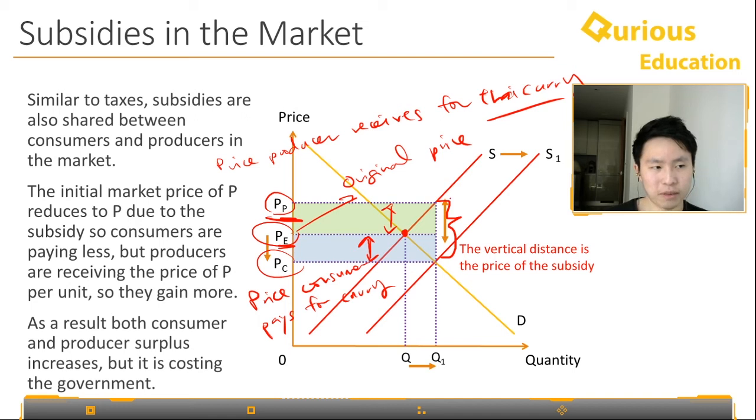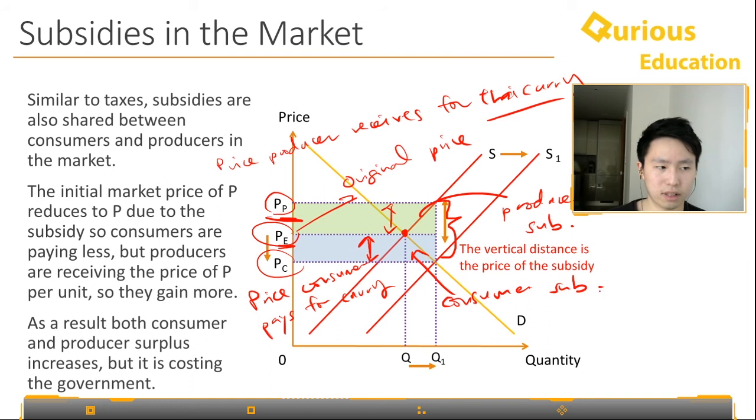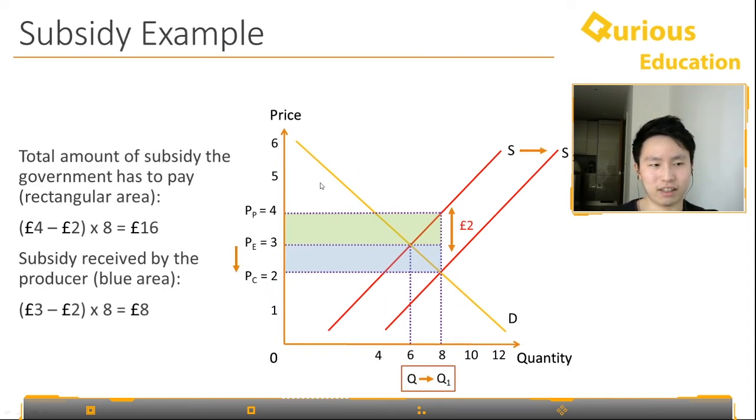So the top area here, the green area, would be the producer subsidy. And then the bottom area will be the consumer subsidy. The reason it's an area is because the per unit price is multiplied by the quantity, so it's like the area of a rectangle here. So if you want to calculate the area and put in actual numbers, you'll be able to calculate the actual subsidy that the producers and consumers receive for Thai curries.